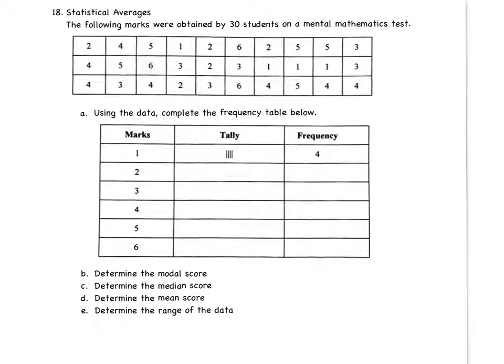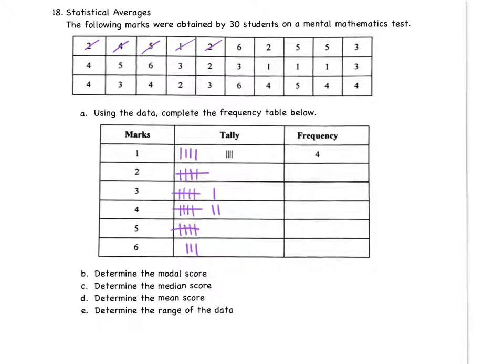So remember I taught you, when you record 2, you put a tally by 2. You want to record 4, you put a tally by 4. You want to record 5, you put a tally by 5, etc., until you complete the final tally.